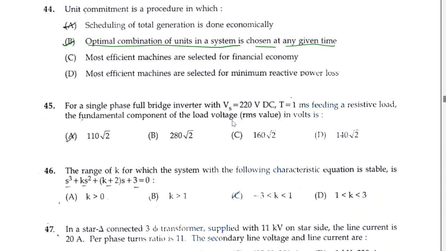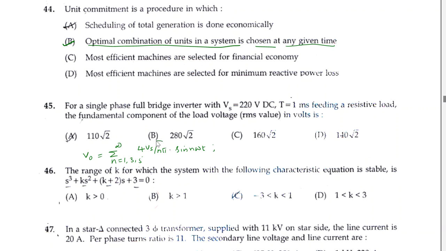Next one, for a single phase full bridge inverter, Vs is 200 volts DC and T is 1 millisecond, feeding a resistive load. The fundamental component of the load voltage RMS value is asked. The basic formula you know is V naught is equal to the sum over n equals 1, 3, 5 to infinity of 4 Vs by n pi into sine n omega t. This is the formula for the output voltage of a full bridge inverter.